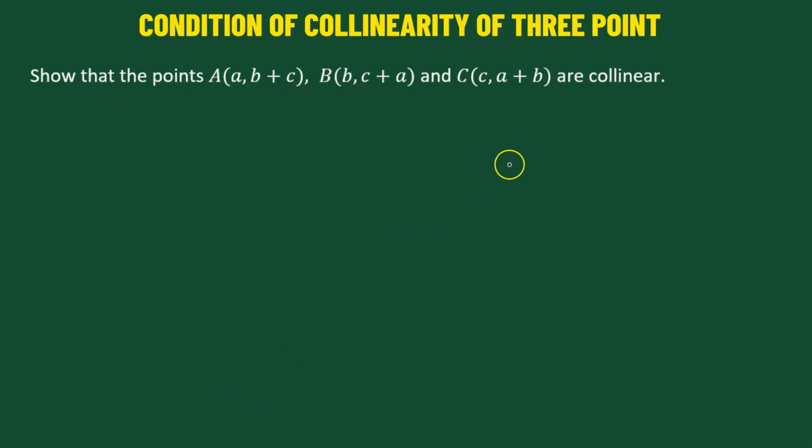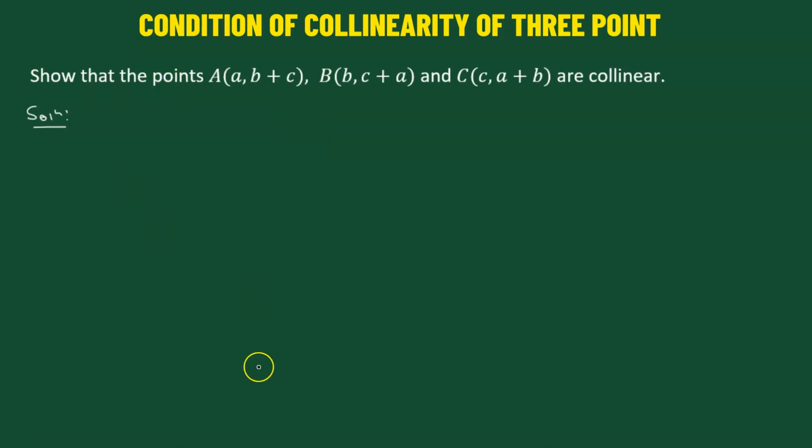So we need to show that these 3 points A, B and C are collinear in nature. Now in order to show that A, B and C are collinear, we need to show that the area of the triangle formed by the points A, B and C must be equal to 0. That automatically tells us that these 3 points are going to lie on a line.